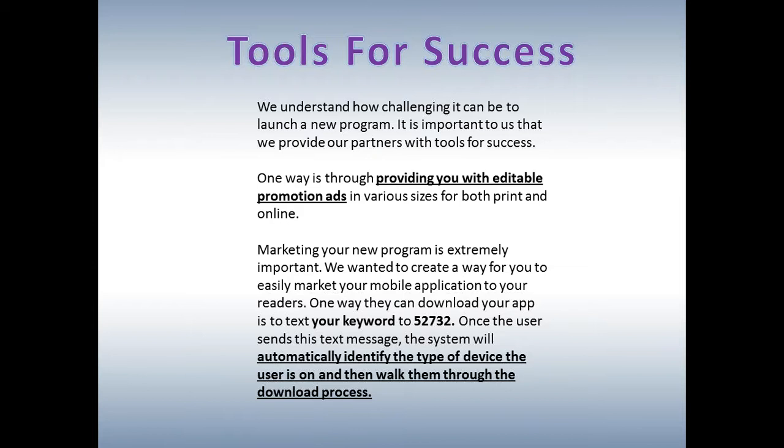So what we do is we provide our partners with a keyword that folks can use. Let's say that you use shop. Text shop to 52732, and your readers can go ahead and download your mobile application. So we keep it very, very simple, and no matter what the type of device is, they're going to be walked through the download process based on that type of device.